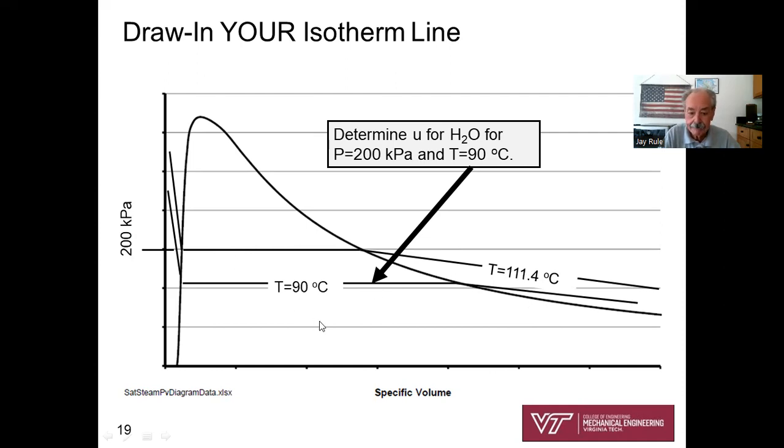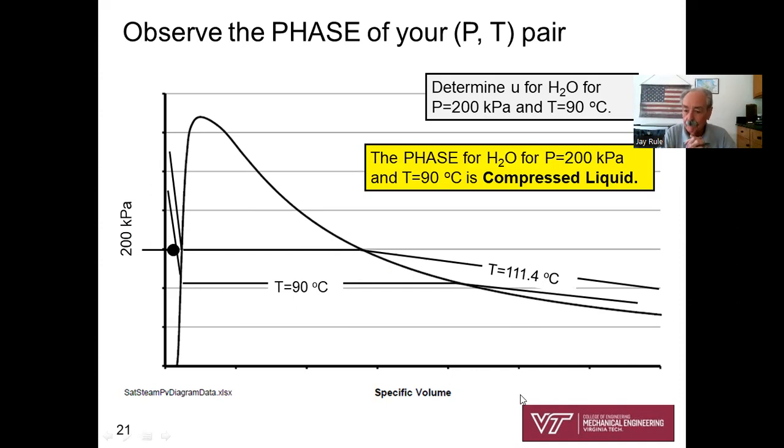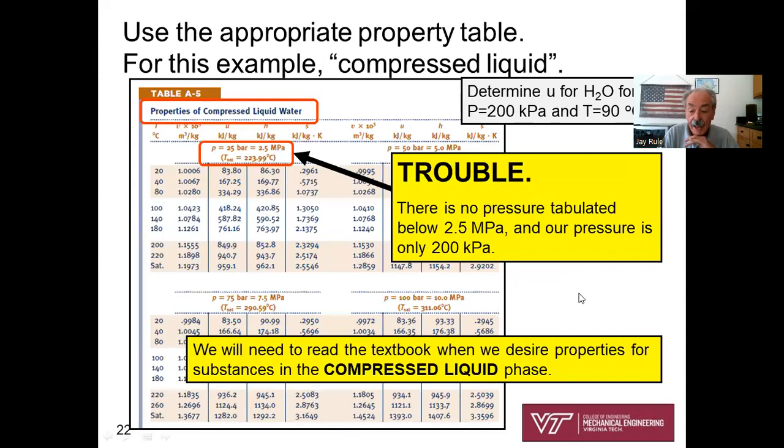Okay, we just drew it in. Now, can we see where we landed? Where's our intersection point between temperature and pressure? There it is. It's going to have to lie on this horizontal line for pressure, and on this temperature line for temperature. What's the phase? Compressed liquid. Great. So, superheated tables? Absolutely not. We don't go to the superheated tables. We don't go to the saturated tables. We go to the compressed liquid tables, and here it is.